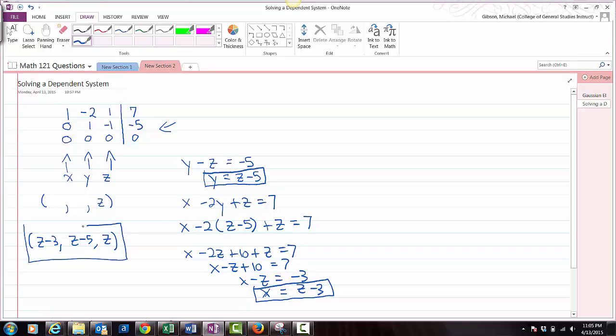And again, if you get one like this to solve, in the beginning it'll look just like a regular question. It's just that once you get down to this point where you've got zeros, this is how you back solve basically. You just stick z in for z and then back solve. All right, that's it for this one.